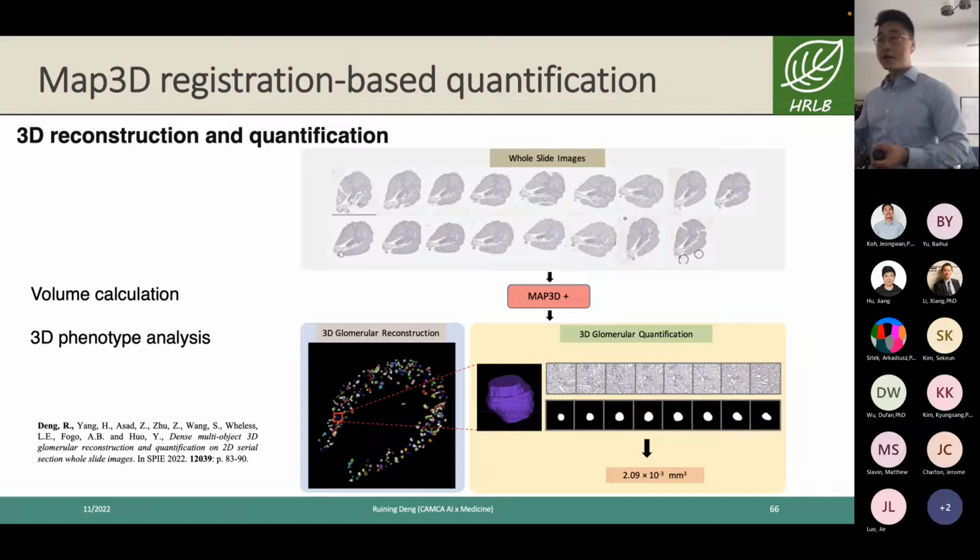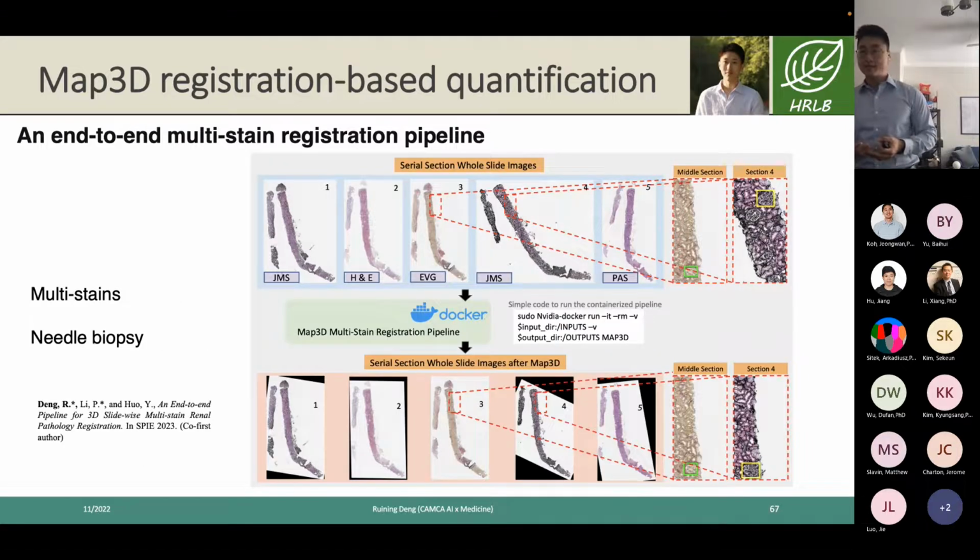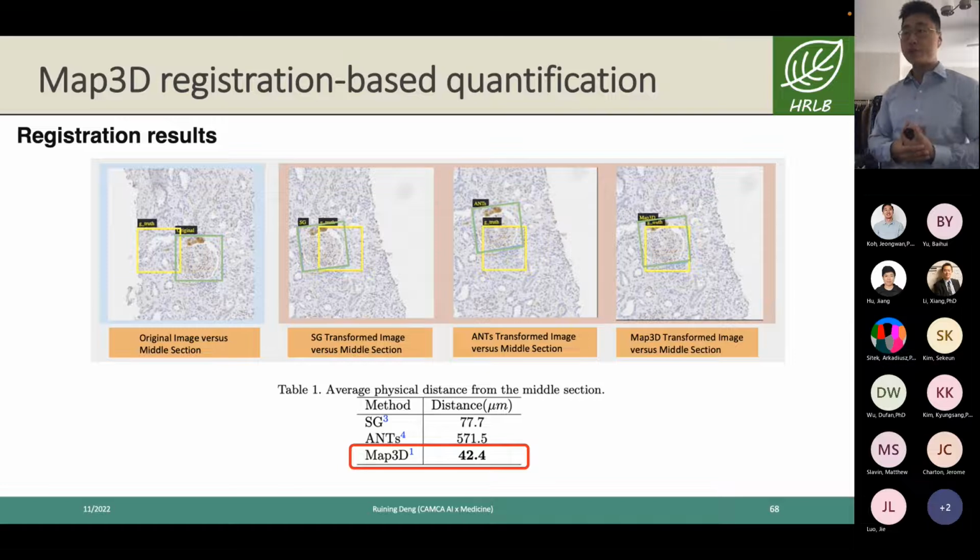After we obtain a better registration performance for each glomerulus, we can do the 3D reconstruction and quantification. Those reconstruction and quantification can be directly used for volume calculation and 3D phenotype analysis for pathologies. During the pipeline, we realized that registration is very important for digital pathology. Therefore, we packaged our two-stage registration pipeline into a Docker, and we also evaluated the registration performance with a multi-staining needle biopsy dataset from Leeds University. It turned out that with the two-stage registration, we achieve less registration error.